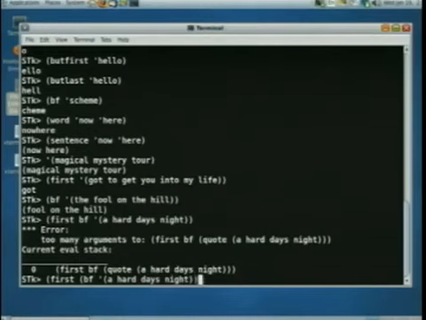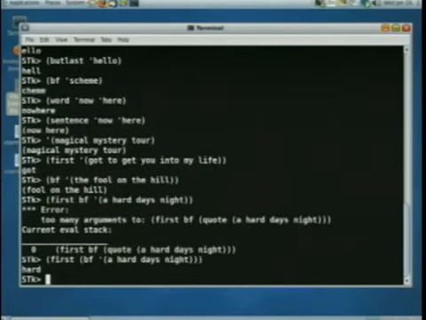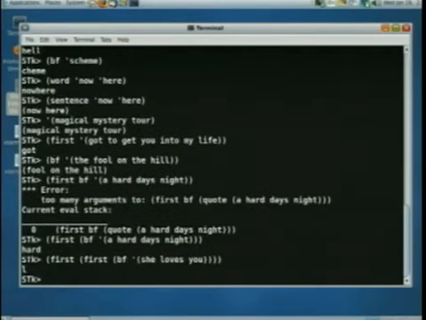Oh, sorry. Programming in Logo too long. There we go. So first of but first, what does that do? Well, but first of a hard day's night is hard day's night, and first of hard day's night is hard. Right? How about first of first, oops, I keep doing it. First of but first of she loves you. What am I going to get? L, yeah. First letter of the first word of all but the first word of she loves you.